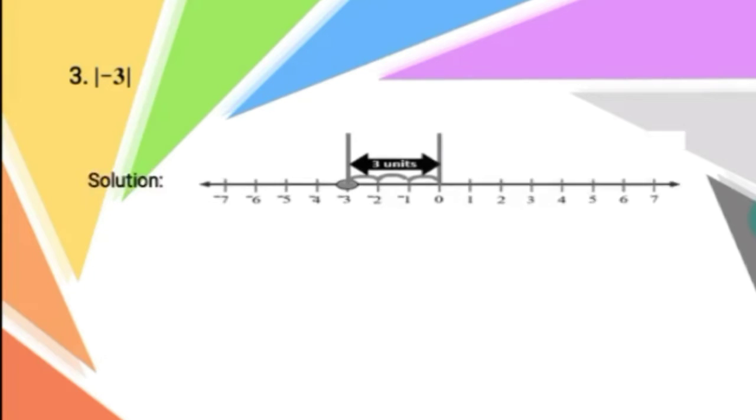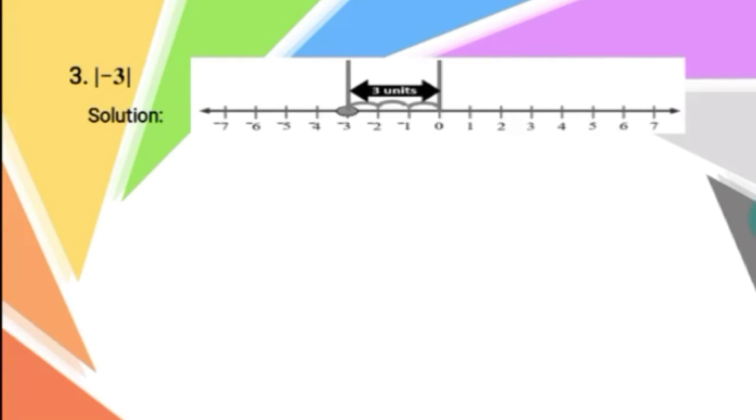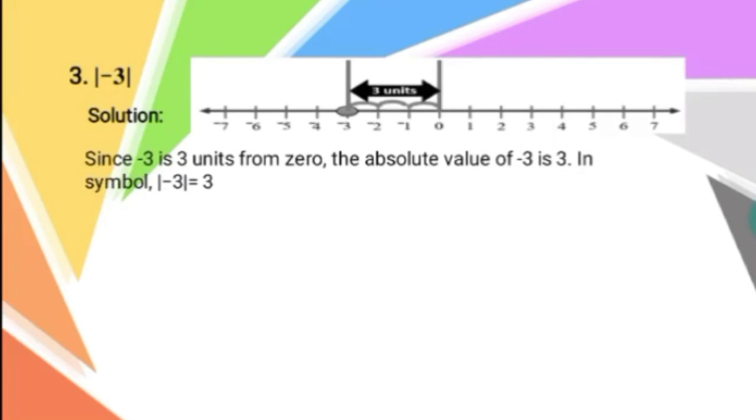For number 3, the absolute value of negative 3 is 3. Mag-start tayo from 0 at mag-end tayo sa negative 3. Since negative 3 is 3 units from 0, the absolute value of negative 3 is 3. In symbol, the absolute value of negative 3 is 3.